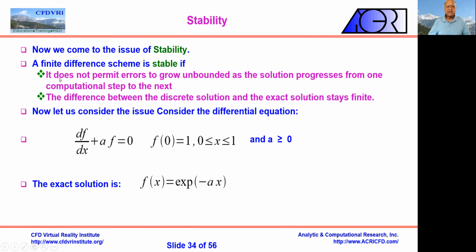So let's look at stability. Stability basically says the scheme is stable if it does not permit errors to grow unbounded as the solution progresses from one computational step to the next. The difference between the discrete solution and the exact solution must stay finite. So let's consider this equation, df by dx plus a f equals 0, where a is greater than or equal to 0. The exact solution is basically exponent of minus a x.